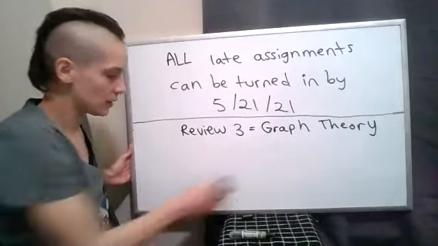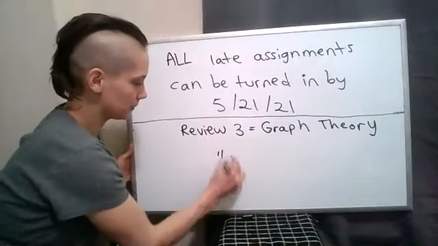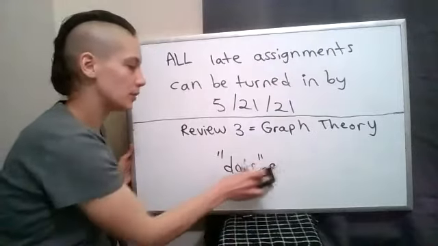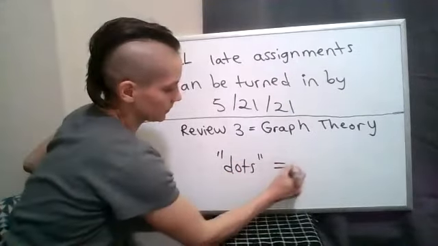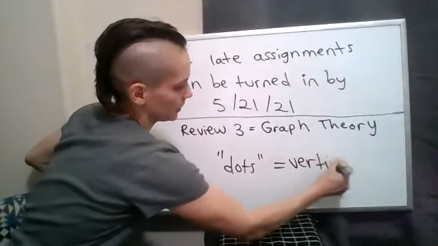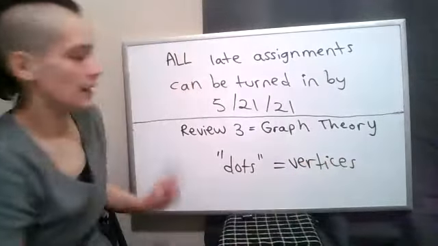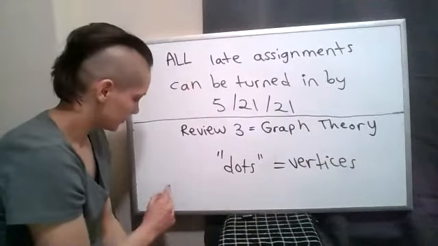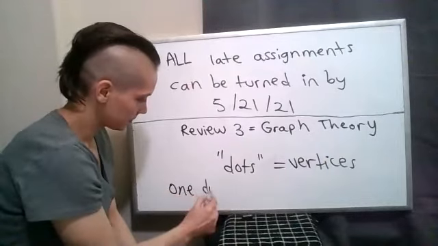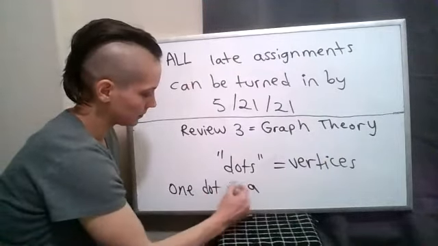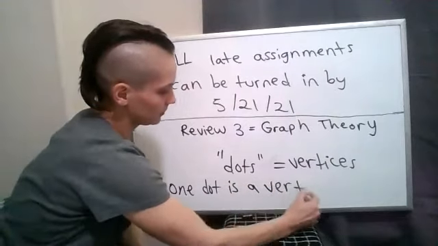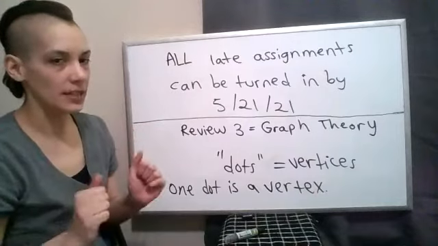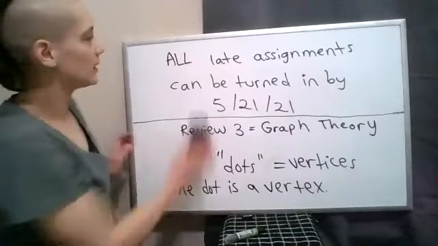So, dots, I'm just going to put are equal to vertices. And one dot is a vertex. And the lines are called edges. It doesn't have to be a straight line.